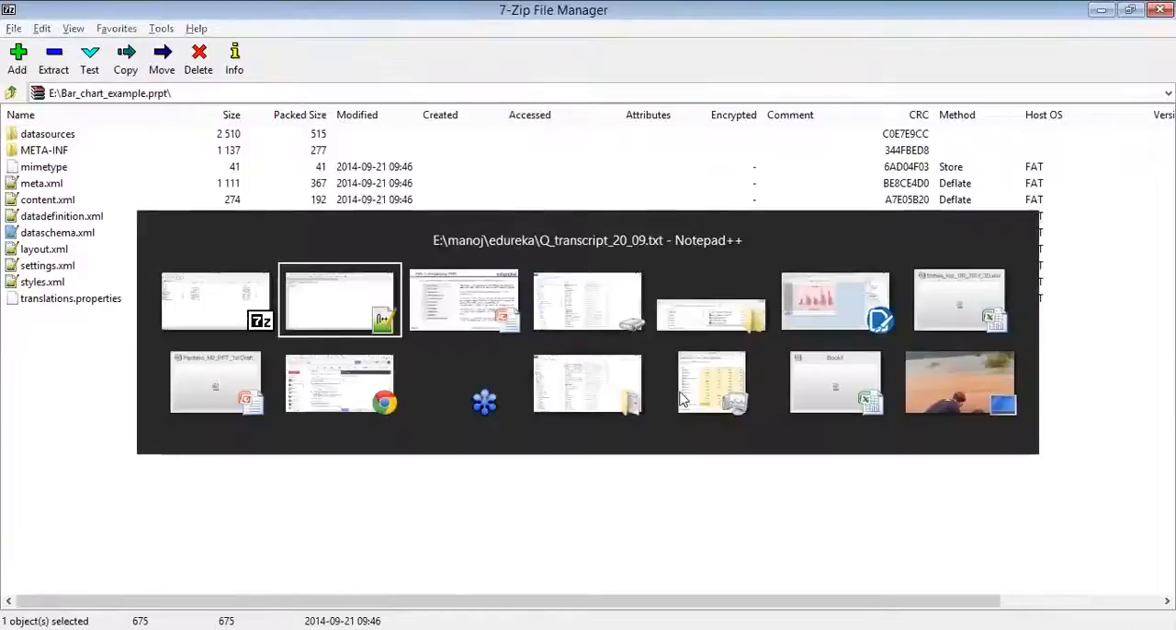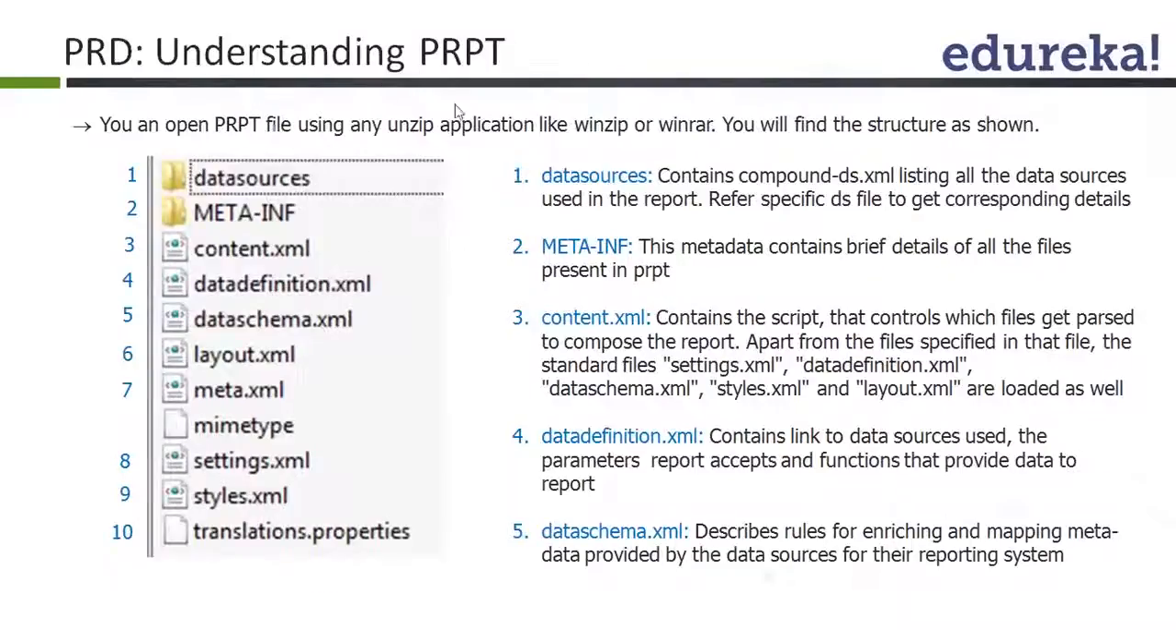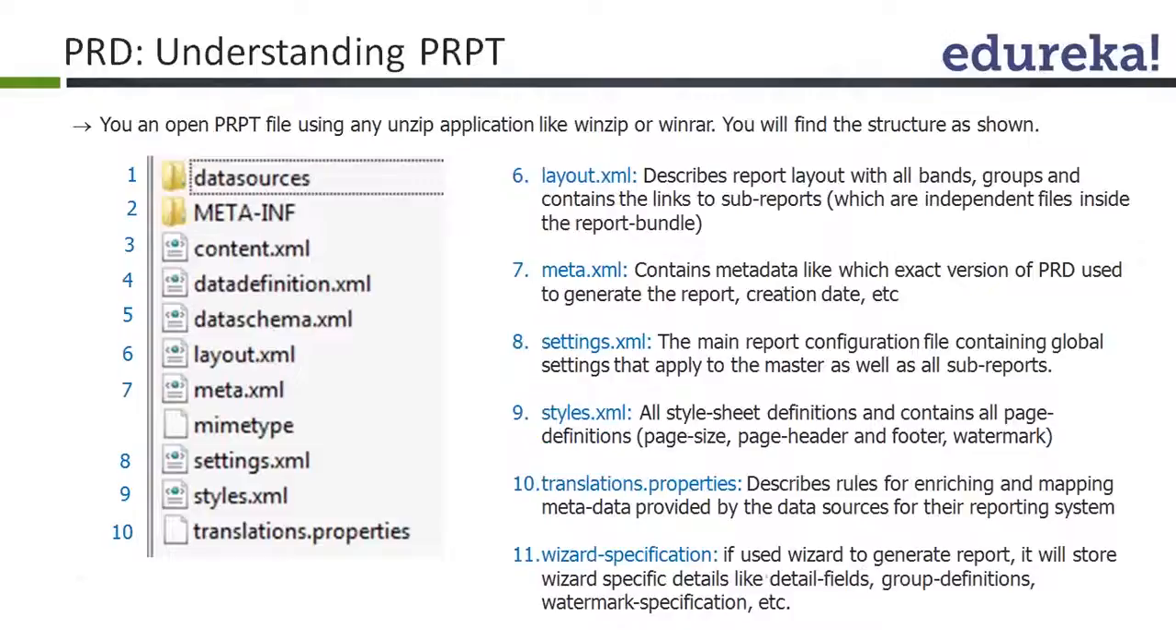So this is the typical layout of PRPT. Any report you design from designer, you save it, this will be the file which is generated. And when you want to execute a report from BA server or from your embedded Java application through API, then you are going to feed this PRPT as an input to your reporting engine, and reporting engine will generate report out of this PRPT. So all the setting information is available in PRPT.